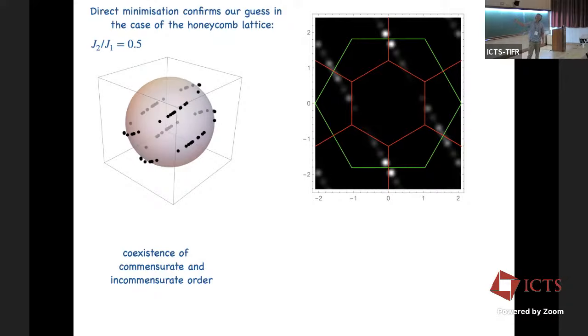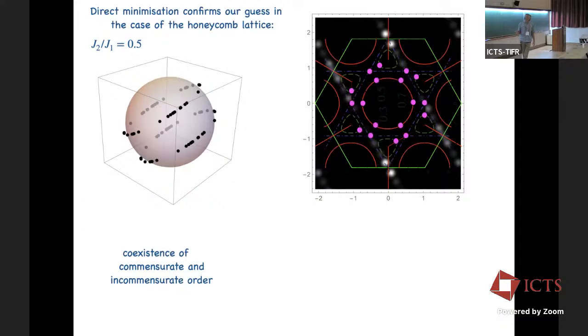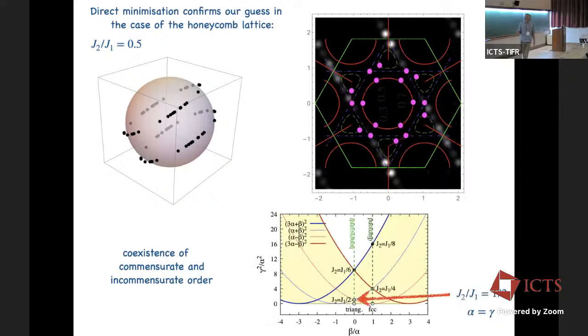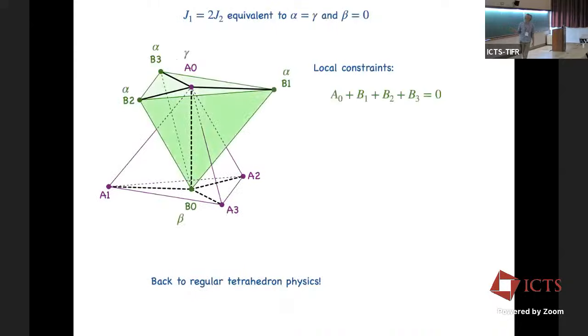In Fourier space, if we do the minimization, sometimes we see that there is not a single Q peak, but there are many Q peaks allowed for the exact minimum. This is the special case when J2 over J1 is equal to 1/2. It corresponds to alpha equal gamma in the equations. The local constraints are, in this case, just that the sum of the spins on this upper triangle shall be equal to 0. We have seen this before.